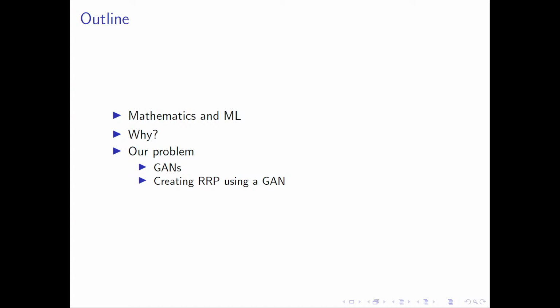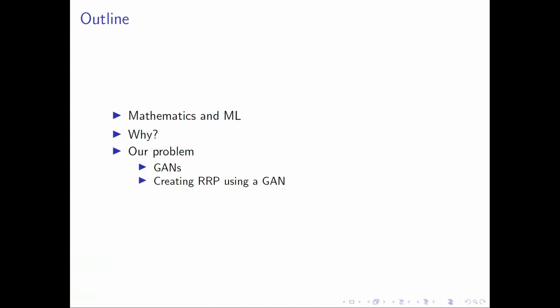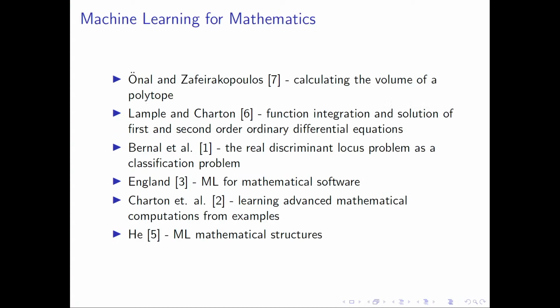something in this area. And after that, I'm going to mention our problem, but firstly, talk about the framework of GAN and what is the idea behind it. And after that, how we use a GAN network to create real-rooted polynomials and how efficient it is. Firstly, when we look at machine learning for mathematics, there are a few and recent studies in this area, few and recent.